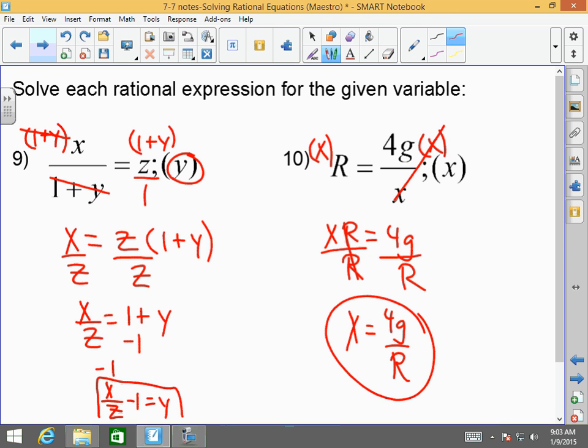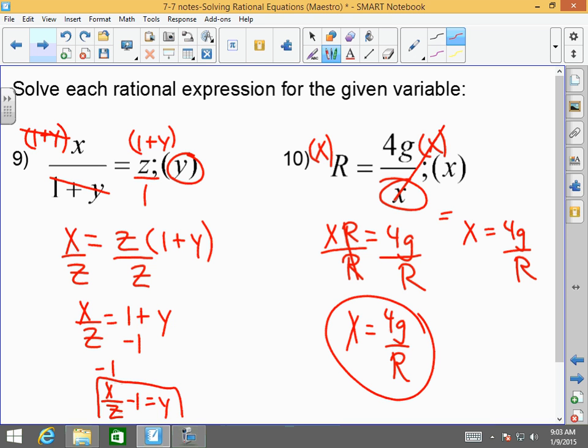Now, if you're on a test, on a quiz, on an SAT, can you just immediately go, oh, this is x equals 4g over r? Yes, I will accept that. However, I want you to understand the why behind it. It's because you multiplied the LCD to both sides and then divided by r. Does that make sense, my brother? Yes, sir. Thank you, sir.